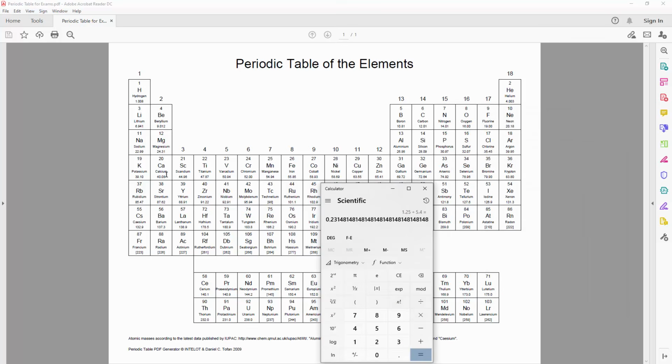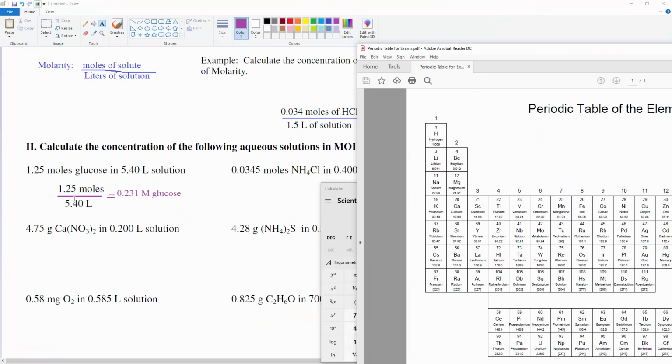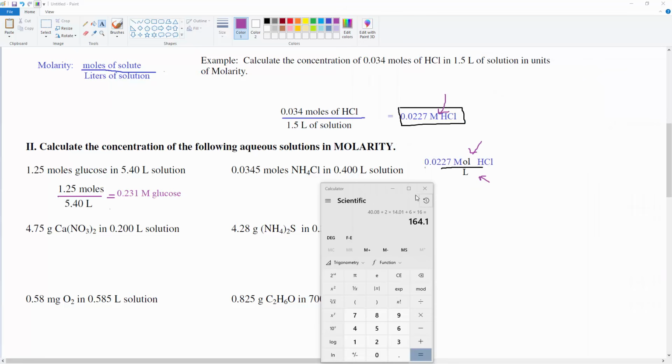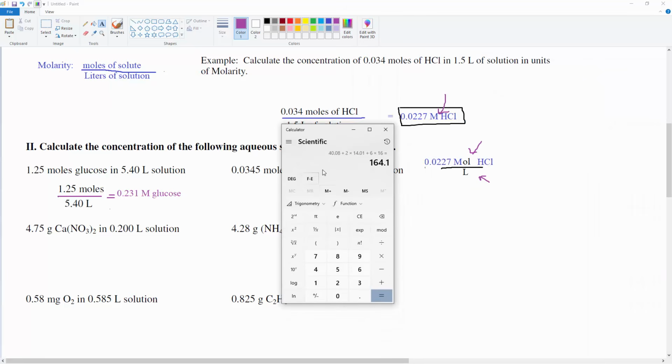All right, calcium's 40.08 grams per mole. And then I had 2 nitrates, right? So that's 2 nitrogens. And then NO3 gives me 6 oxygens. So plus 6 times 16. Is that NO3? Did I do that right? Oh, yes. All right, so I'm getting 164.1 grams per mole for calcium nitrate. Do you guys agree with that?